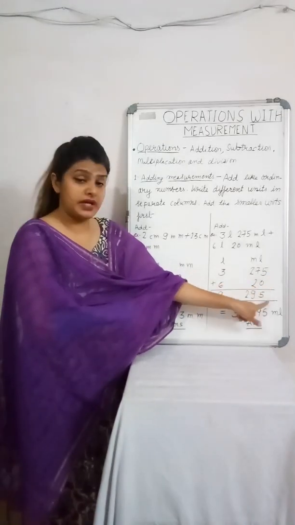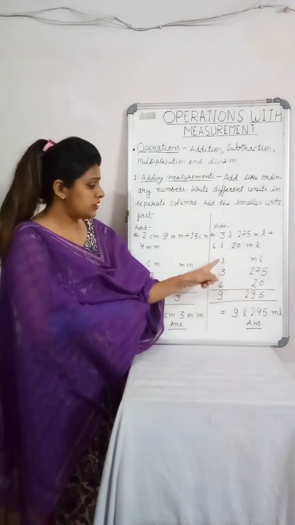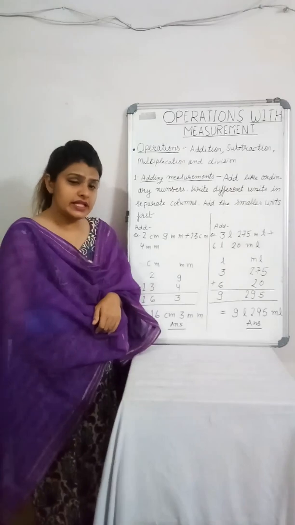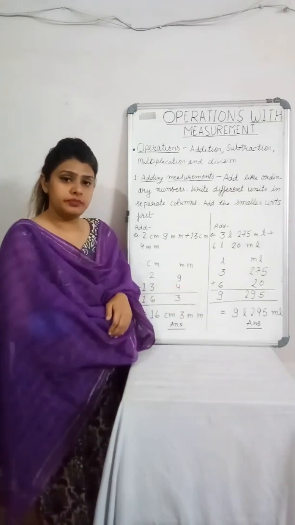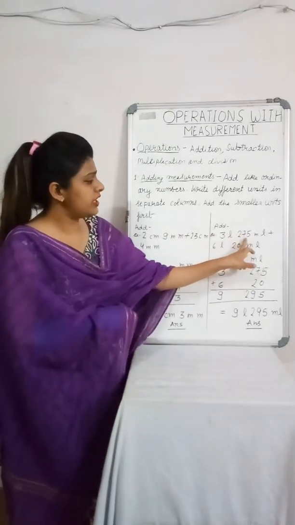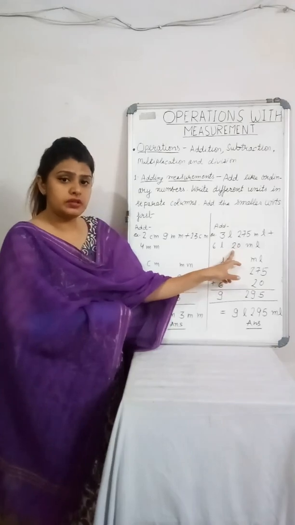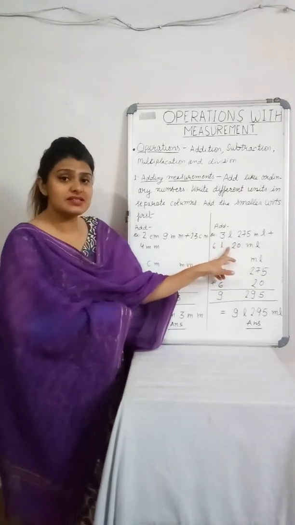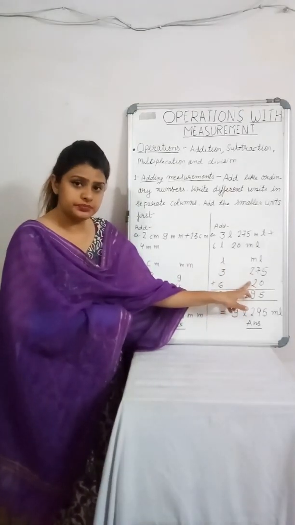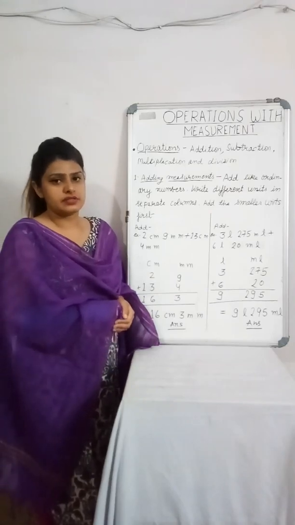So 5 plus 0 is 5, 7 plus 2 is 9, 2 plus nothing is 2, then 3 plus 6 is 9. So our answer is 9 liters 295 milliliters. Here we have to keep in mind that there are 3 digits in milliliters, but here only 2 digits. So it means that the third digit here is 0 or nothing. So we will not write anything here. Now we proceed to other examples.